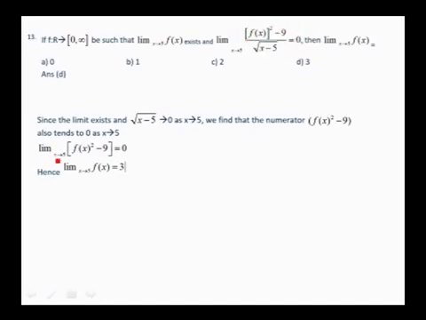That is, the limit as x tends to 5 of f(x) squared minus 9, f(x) whole square minus 9, must be equal to 0. That is, if it is 0, limit of f(x) as x tends to 5 must be equal to 3. This f(x) whole square minus 9 being 0 means f(x) is root of 9, that is 3. So the answer is option D, that is 3.